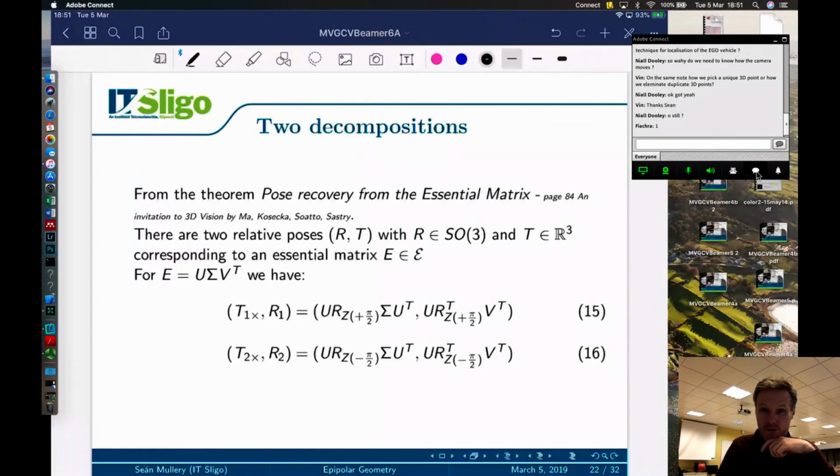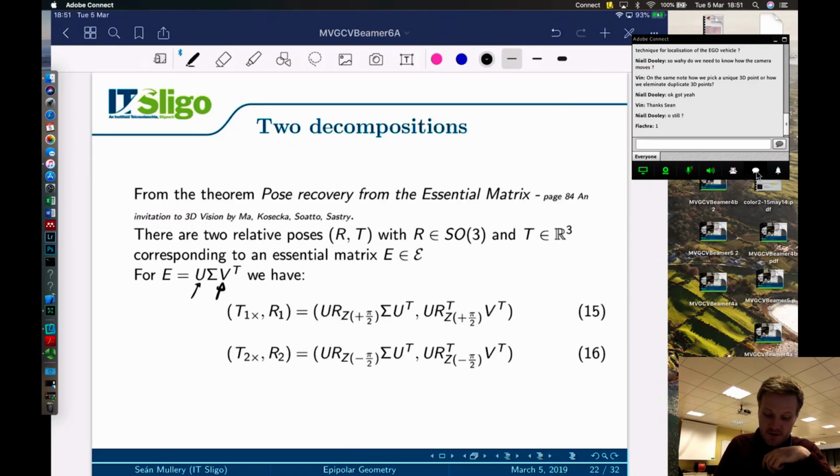So this is from another theorem, and again, I'm not going to go through the proof of this. And this is how you break up the relative poses from the essential matrix. So what you do is you do that singular value decomposition there, and once you have that, you can use the different parts of this within some formulas here.